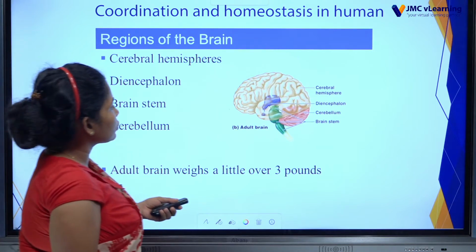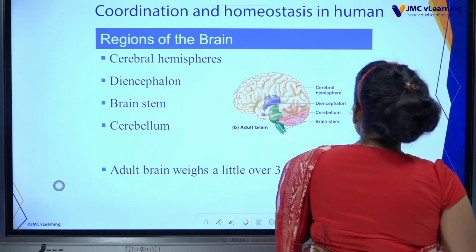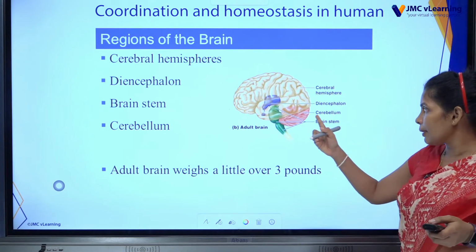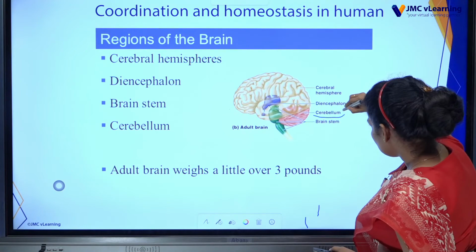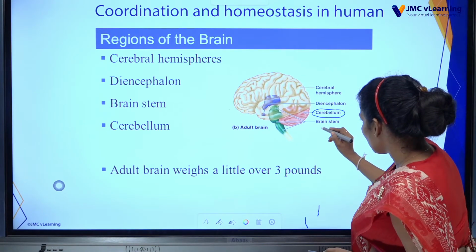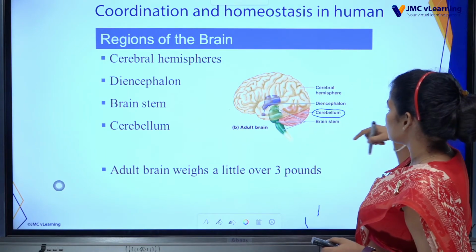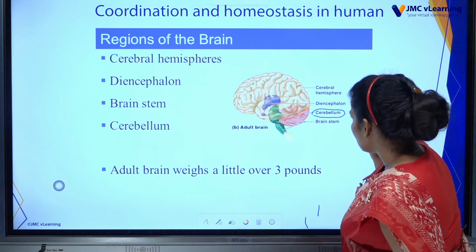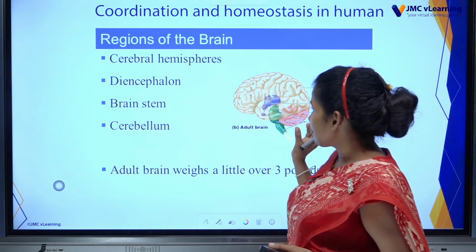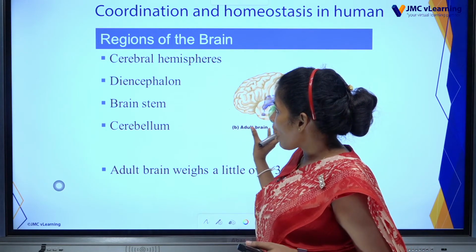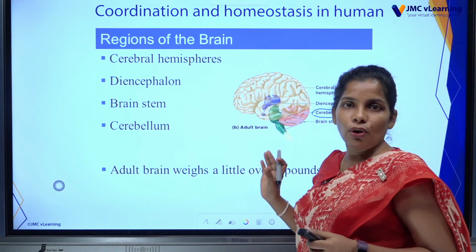Here you have to be familiar with these words. Can you see, the cerebellum is here, and these are the brain stem and the medulla oblongata. Those are the main points you have to know about. These are the major parts and functions you should know.